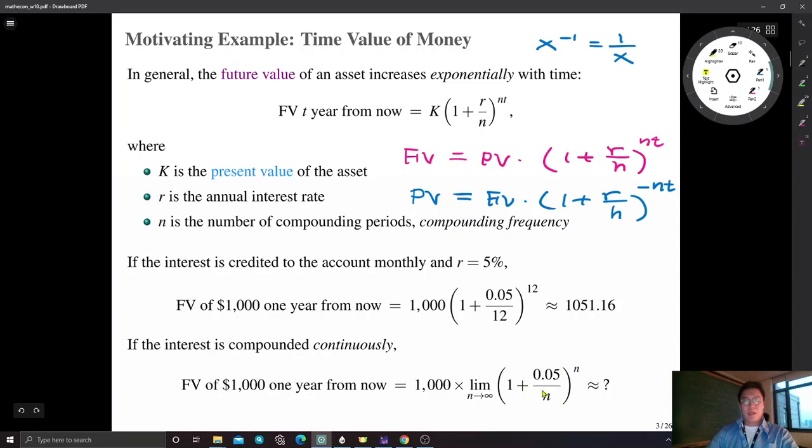And furthermore, one advantage of this continuous compounding is that the formula is remarkably simple. So it can be widely used for computation of future value, the approximate future value of a financial asset.